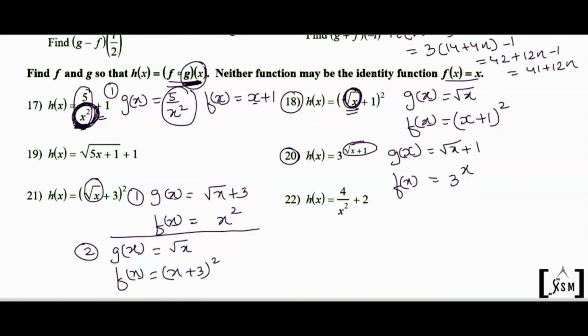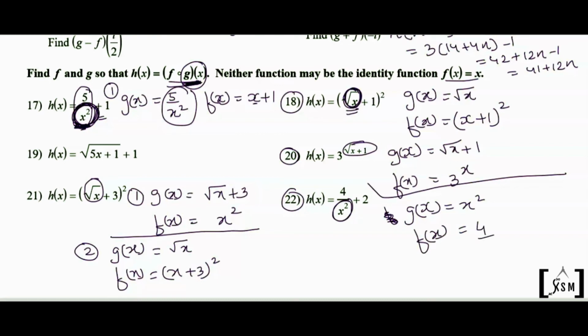Good, guys. Let's try question number 22. We can suppose g(x) as x square, and if g(x) is x square, the f(x) could be 4 over x, because that we have supposed as g(x). So I will say 4 over x plus 2. I hope it makes sense, guys, right?